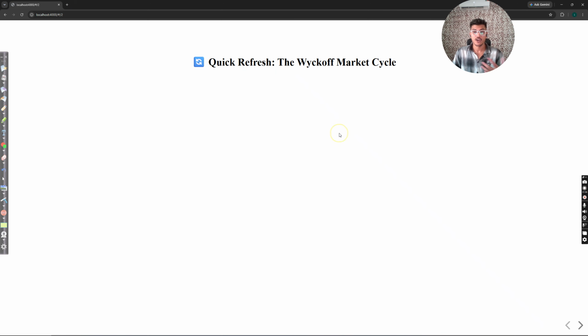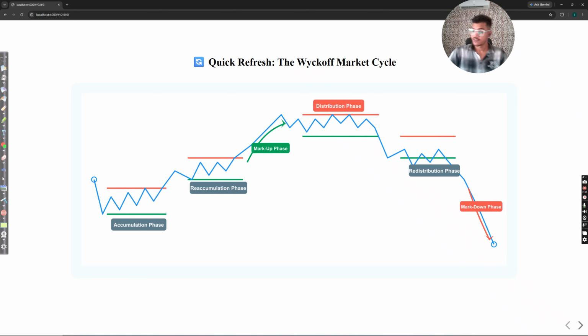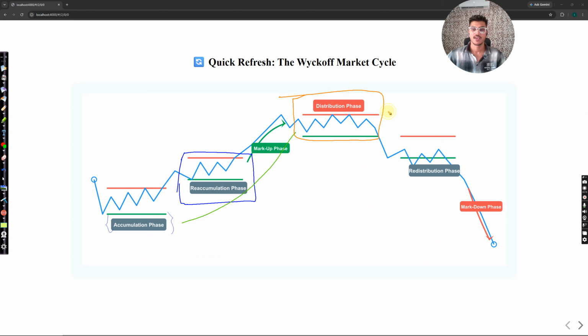All right, so let's do a quick refresh of what we have learned so far. We learned about the Wyckoff market price cycle. This is how it looks. You have an accumulation phase, then the market starts to go up, and you can see some reaccumulation happening as well on the markup phase, by the way. And then the markup phase continues, then the distribution phase kicks in, and then the markdown phase, where you will see a lot of redistribution occurring.